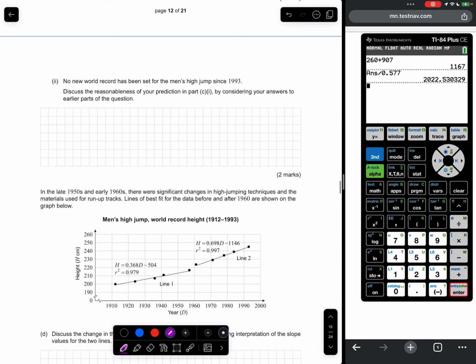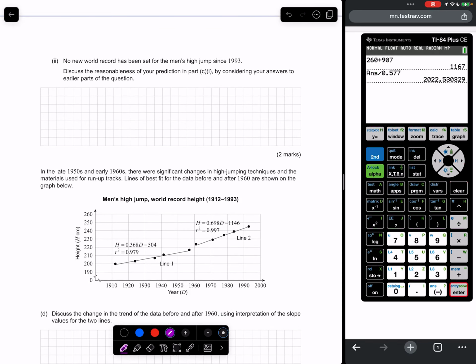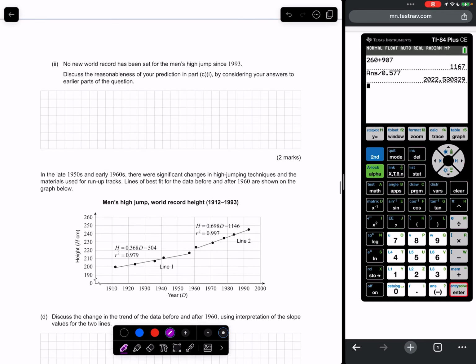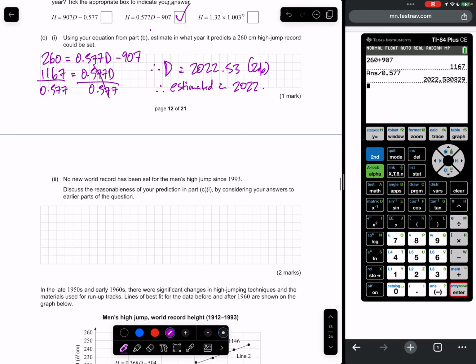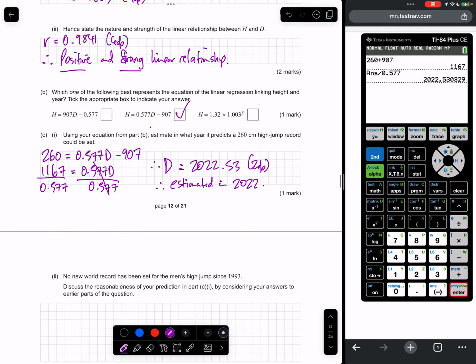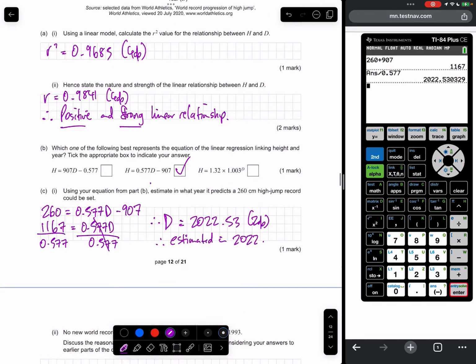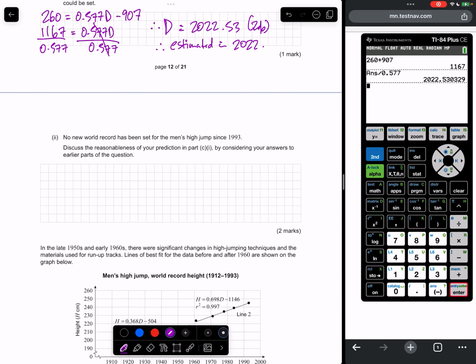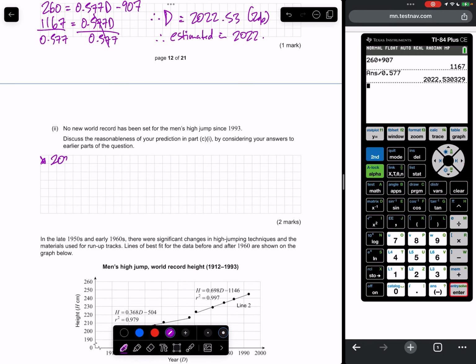No new world record has been set for the men's high jump since 1993. Discuss the reasonableness of your prediction in part C1 by considering your answers to earlier parts of the question. 2022 is a massive extrapolation, so that's my first point. 2022 is an extreme extrapolation from 1993, so unreliable.